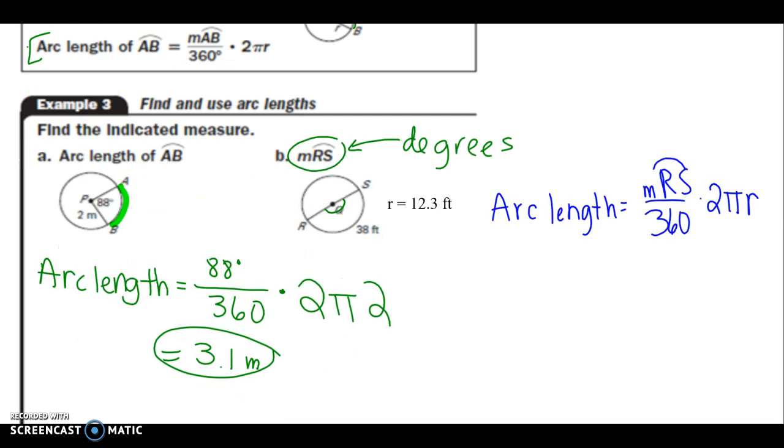So for the next problem, I've just copied this formula down in the blue. So let's plug in what we already know. Do we know the arc length? Yes, it's 38. So 38 is equal to... do we know the measure of RX? No, that's what we're trying to find.